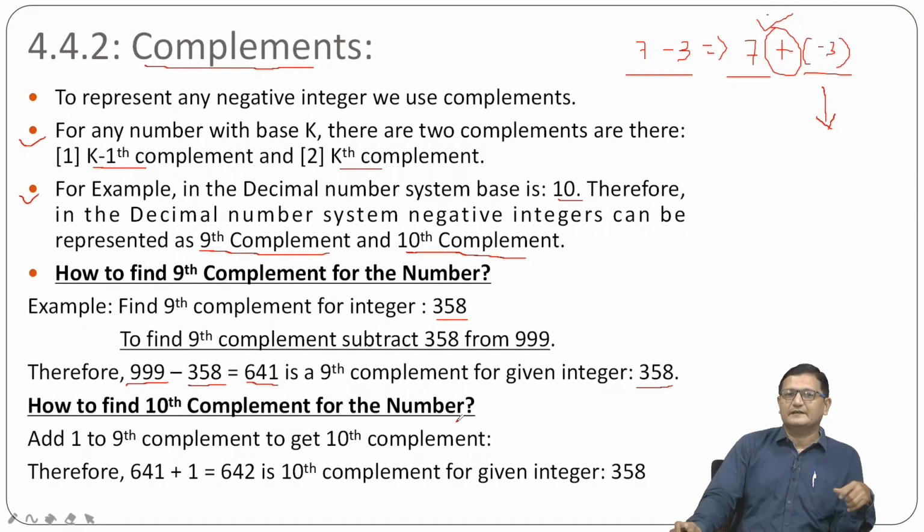How can we find a 10th complement? If you add 1 to the 9th complement, you will get the 10th complement, right. So, here for 358, what is the 9th complement? It is 641. If you add 1 to 641, you have 642, and 642 is called the 10th complement of the given integer 358, okay.